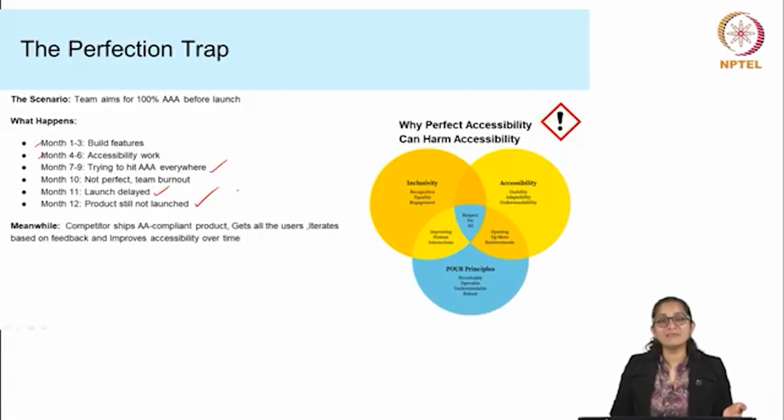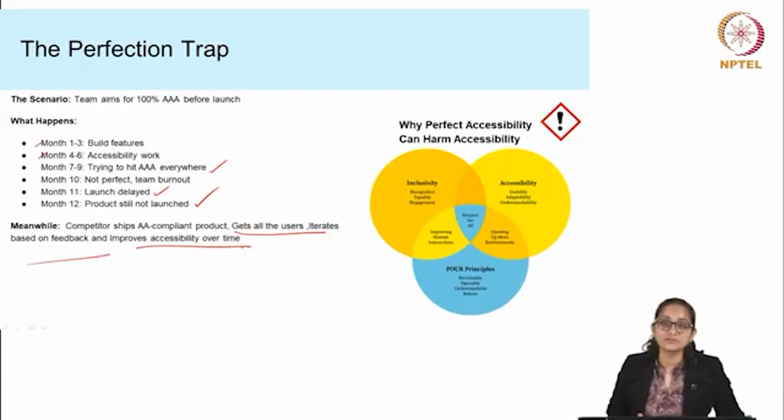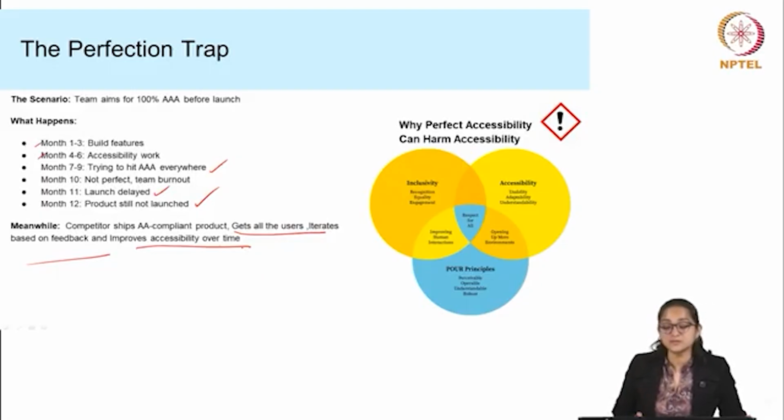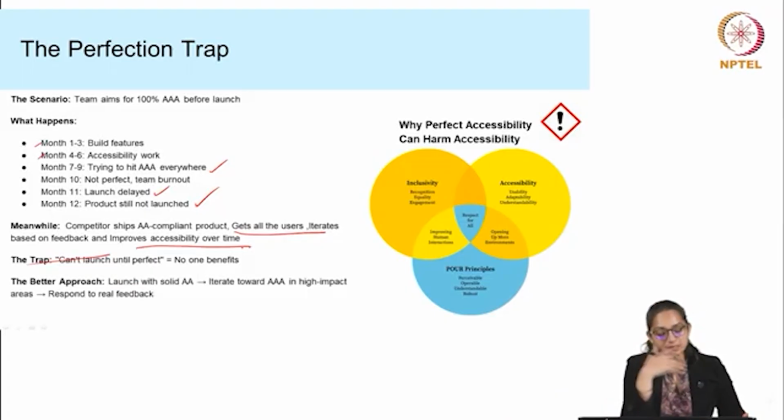Competitors, meanwhile, are shipping AA compliant products. They get all the users. They are able to iterate the design based on feedback and improve accessibility over time. This will give them more returns and better productivity in terms of getting users and profitability also. So the trap is: can't launch until perfect. But nobody benefits from that, because the user is also not getting an impact, since your product is still lying on your systems. The better approach is that you launch with a solid AA compliance.